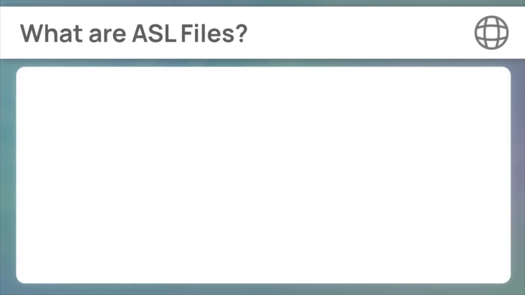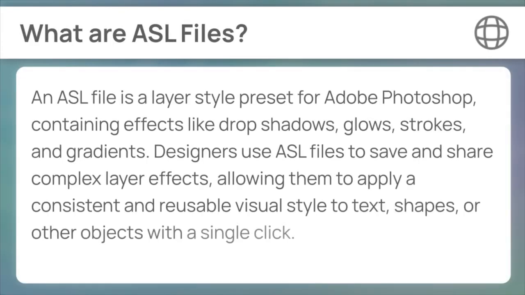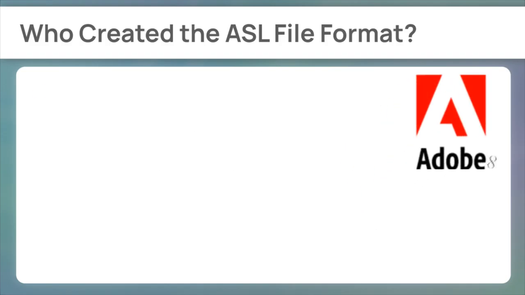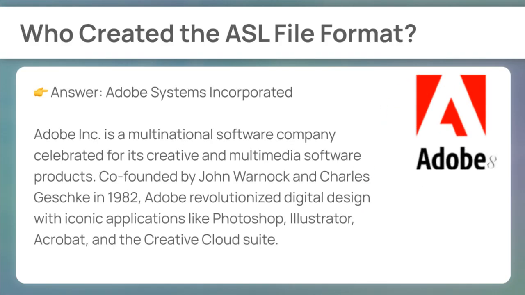An ASL file is a layer style preset for Adobe Photoshop, containing effects like drop shadows, glows, strokes, and gradients. Designers use ASL files to save and share complex layer effects, allowing them to apply a consistent and reusable visual style to text, shapes, or other objects with a single click.